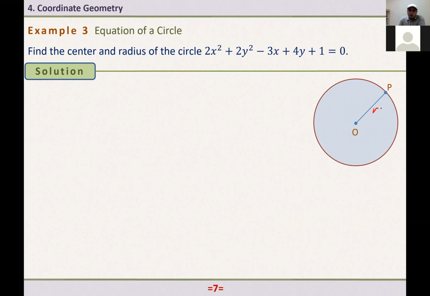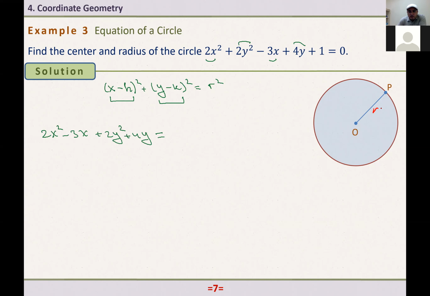Because what we are going to do here is write this expression in this form, right? Here we have (x minus h) squared plus (y minus k) squared, and here we have r squared. So here we need to have a perfect square and a constant. I see here we have x squared and here we have 3x, so I write 2x squared minus 3x. Then here we have y squared and y, so I write the y expressions, 2y squared plus 4y. And let me just write 1 on the right-hand side.